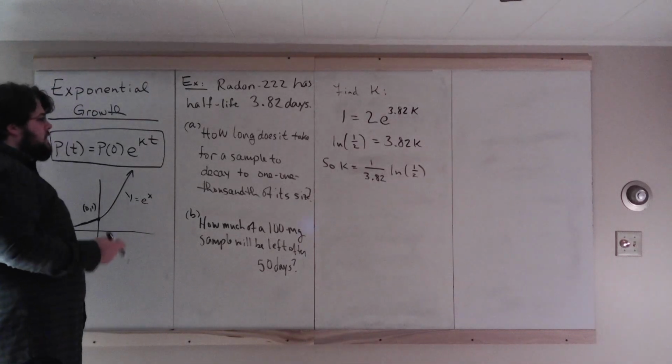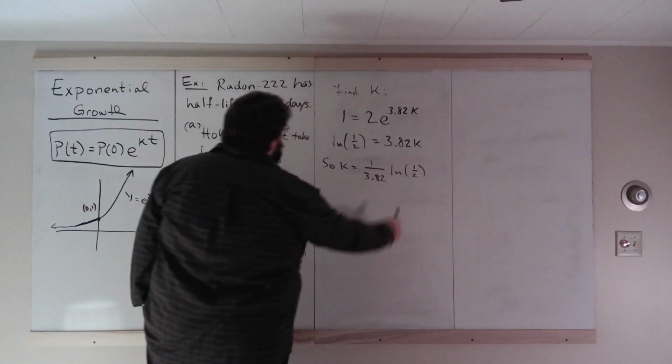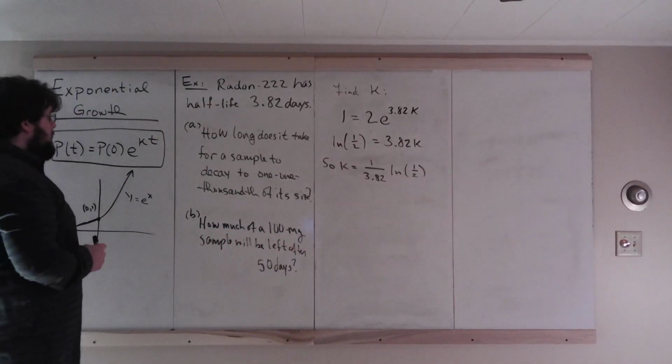So let's do it like that, and then at the end I'll tell you the decimals. This is a negative because that number is between 0 and 1. So where were we?